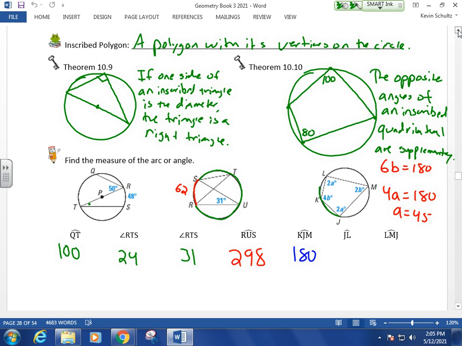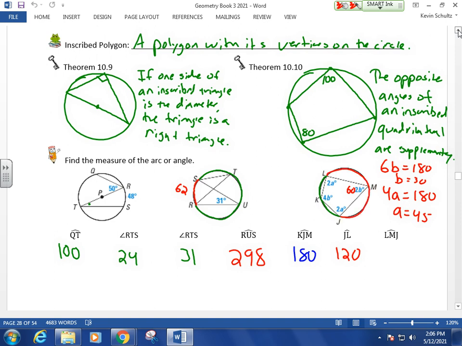Okay. Arc JL, which is created by that angle of 2b. We already have the equation 6b equals 180, which means that b is equal to 30. And if b is equal to 30, then two of them is equal to 60, or angle M. And if angle M is 60, then the arc that it creates, which is arc JL, is what measure? 120. Double it.